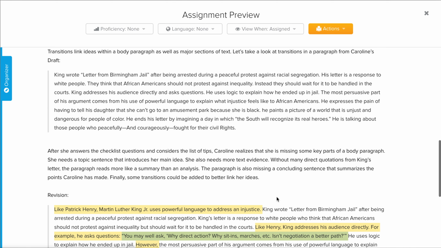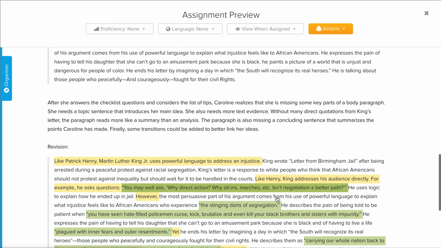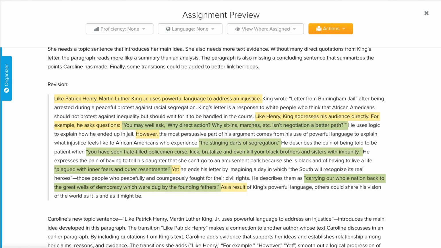All right, so Caroline went through and revised this paragraph, and this is what her revision looks like. I highlighted the transitions that she added in yellow, and then I highlighted the additional evidence that she added, the quotations from Letter from Birmingham Jail, in green. Let's look at some of her transitions. The topic sentence that she has now is a fantastic transition. Like Patrick Henry, Martin Luther King Jr. uses powerful language to address injustice.